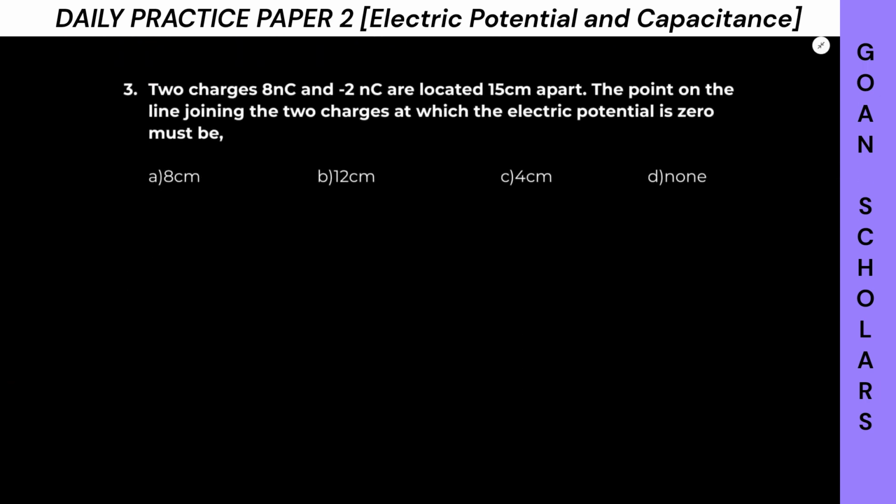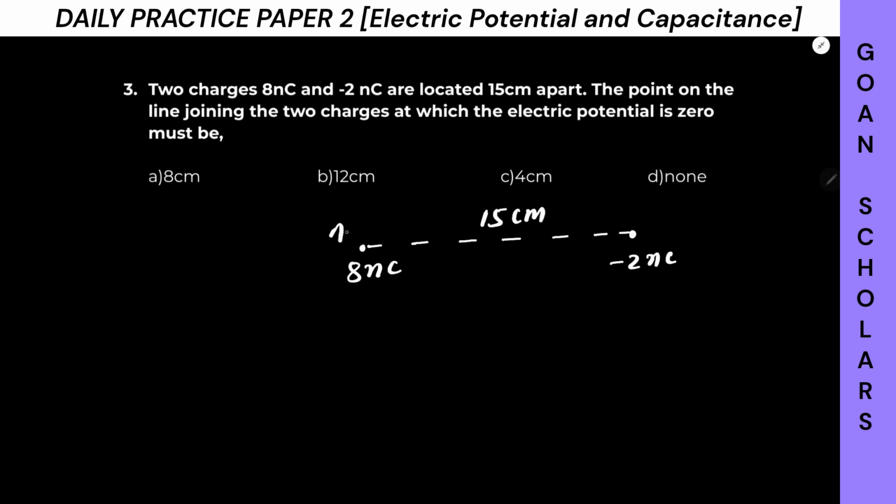Question number 3 says two charges, this and this. Again, you have to do the same thing. So the point on which the potential is 0. Quite similar to the previous two questions. This is our, again, if you have not understood, pay attention, 8 nanocoulombs. And this is our minus 2 nanocoulombs. Both are separated by what distance? They are separated by a distance of 15 centimeter.